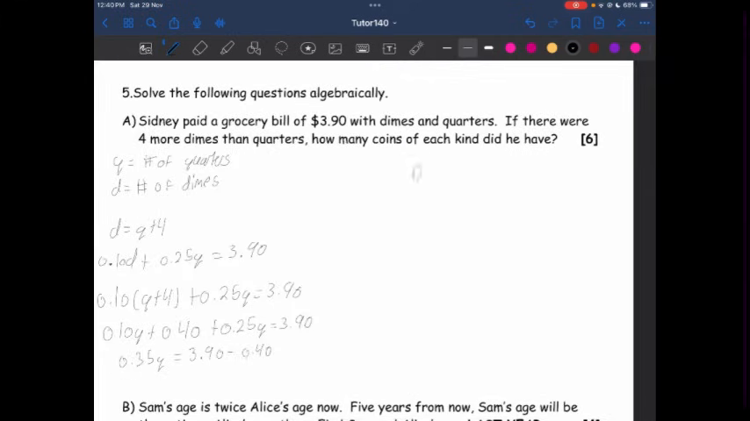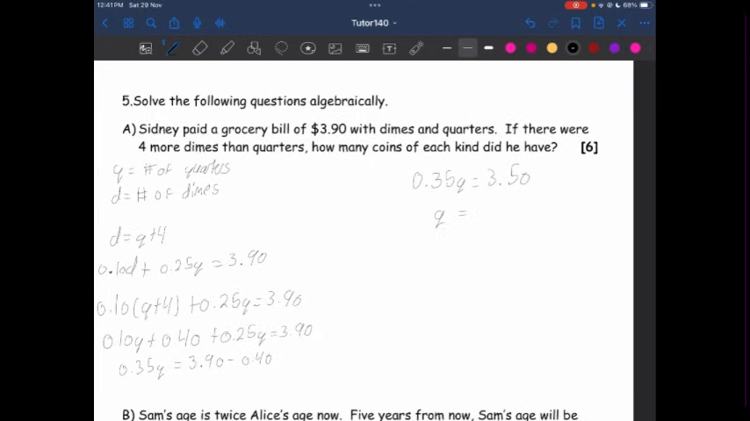Over here, now we have 0.35 Q is equal to $3.50. Now you're going to divide both sides by 0.35. So let's get our handy dandy calculator. 3.50 divided by 0.35 is 10. So Q is equal to 10. Remember, D is equal to Q plus 4. So D is equal to 10 plus 4. So D is equal to 14. So 10 quarters, 14 dimes.